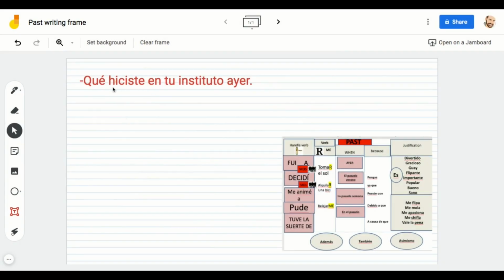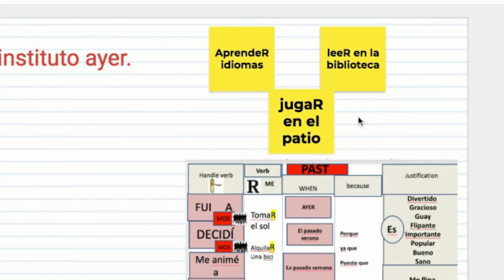I ask you about ¿qué hiciste en tu instituto ayer? Now, instituto is a school, and hiciste, again, remember the pattern for the past. It is: what did you do in your school yesterday? So obviously you need to think of verbs related to the topic of school. Verbs like aprender idiomas, to learn languages, leer en la biblioteca, to read in the library, o jugar en el patio, to play in the playground.